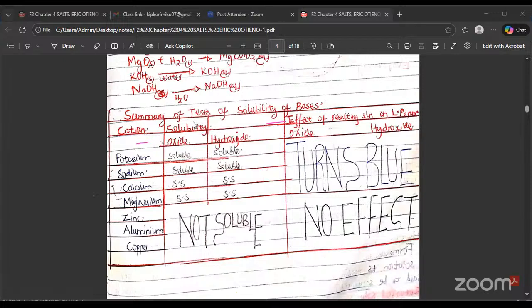So, summary of test of solubility of bases. So we have cation. Now, remember, up there I said cation and anion. Cations are positively charged. Let me just write, for the sake of it, because it will be used somewhere. The cation of potassium is written K positive. We have Na positive.